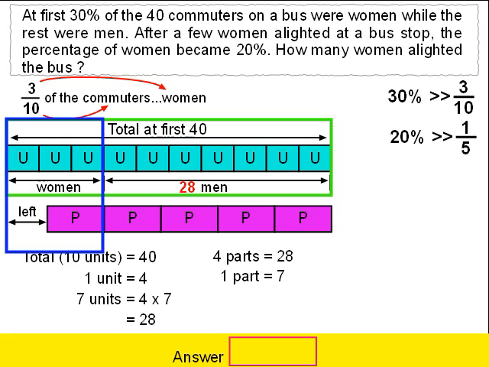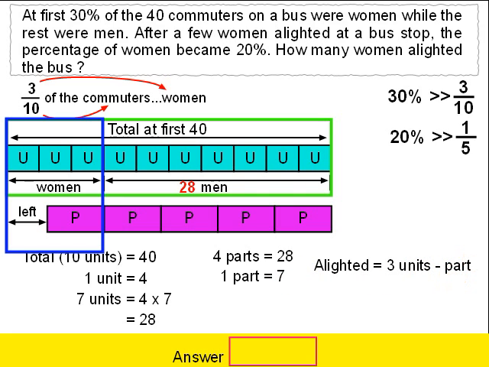Alright, you notice that 3 units is equivalent to the total number of women left plus the women who alighted. Okay, so the number of women who alighted is equal to 3 units minus 1 part. We can do this because we already know what 1 unit is. 1 unit is equal to 4, so 3 units is equal to 12. And 1 part is equal to 7 as we have calculated.